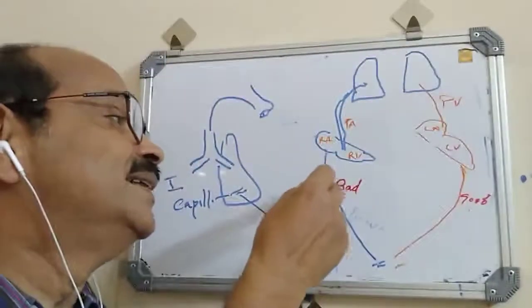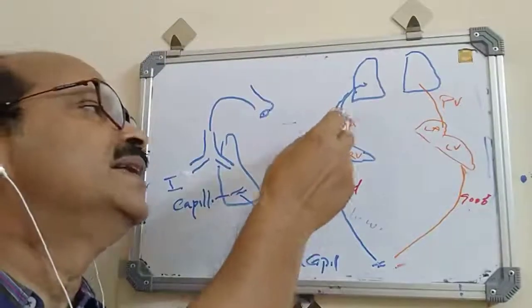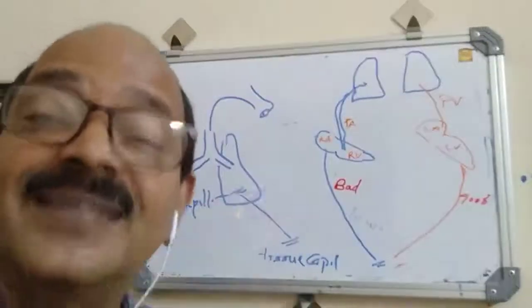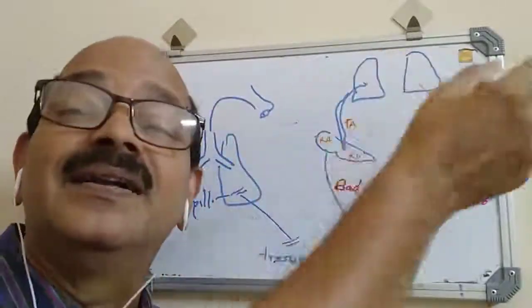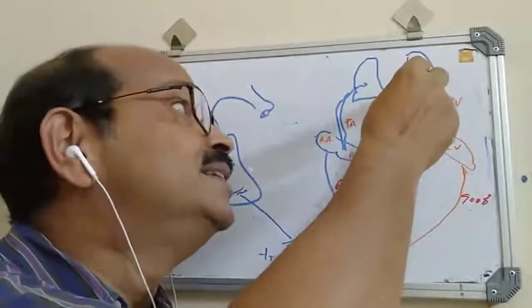The importance is that this is a totally low pressure system, but it's a little high pressure. It's an artery anyway. Not to the extent of the aorta, but it's a high pressure artery which carries bad blood. Then what about this one?